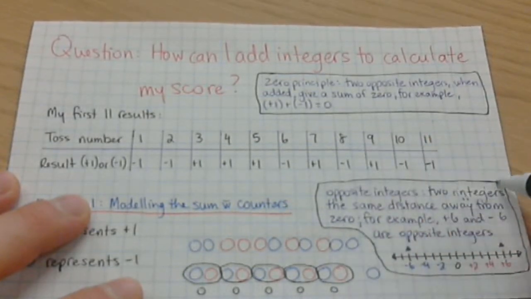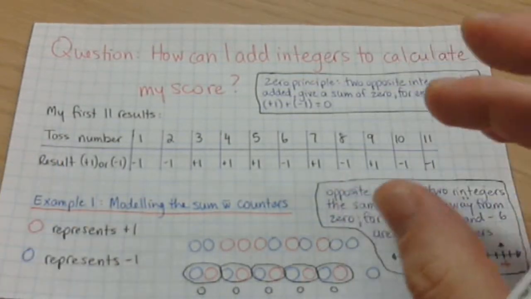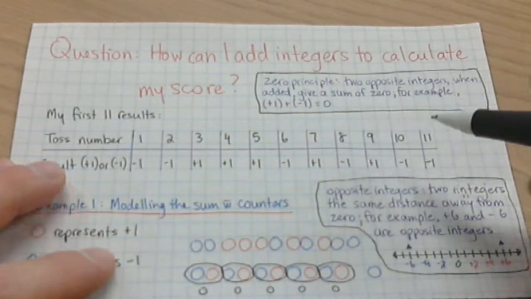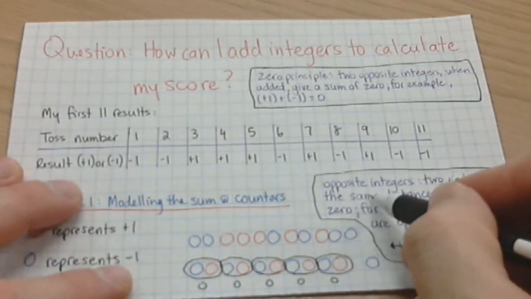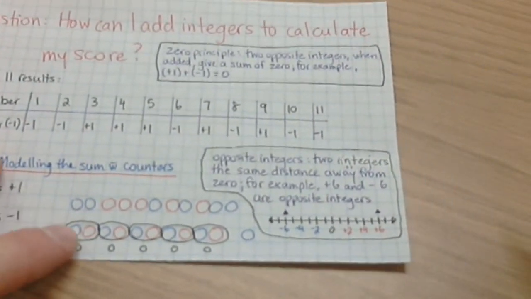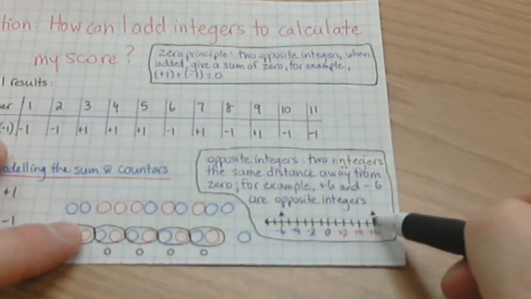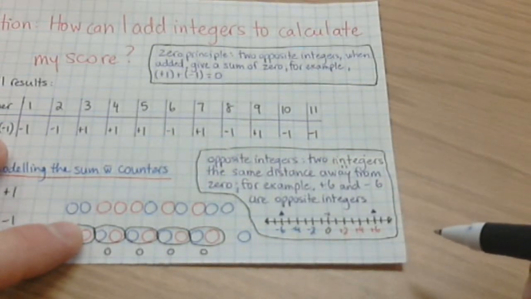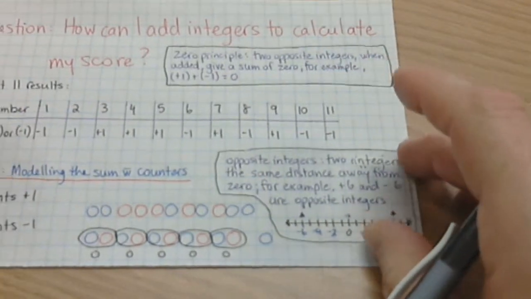What the zero principle says is that I can have two opposite integers, and when I add them together, they give a sum of zero. For example, if I have a positive 1 and I add a negative 1, they cancel each other out. They equal 0. On a number line, they're the same distance apart, and that gets me to the second definition: opposite integers. These are two integers which are the same distance away from 0. For example, positive 6 and negative 6 are both the same distance away from 0 in the middle. If you add those opposite numbers together, you still get 0.